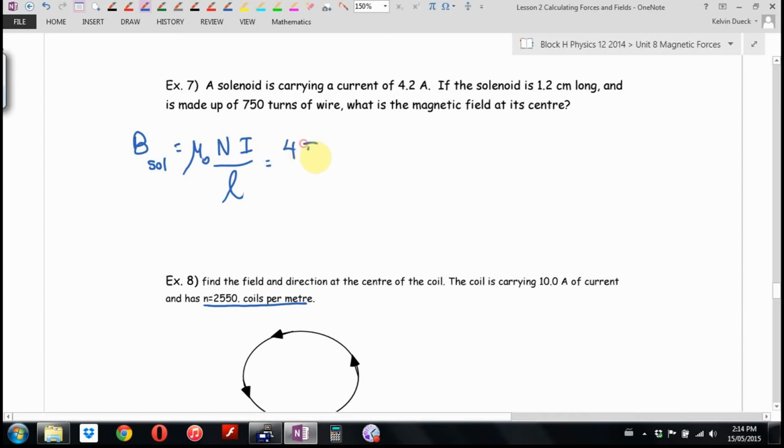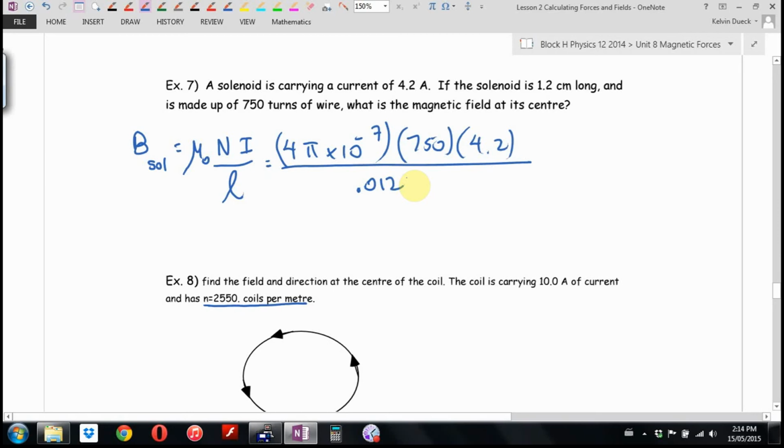So it's going to be 4 pi times 10 to the negative 7. N is 750. I is 4.2. All over, careful, 0.012, because it's centimeters. All of you need to try typing this, and many of you are going to get an error. If you have a TI calculator, you'll be okay. If you have a Casio, I know you'll get an error. If you have a Sharp, I'm not sure. Who got the error? I'm going to get one. So. Okay. So the error is this.